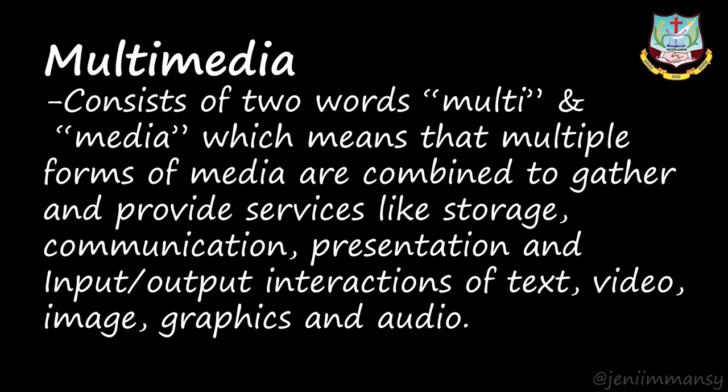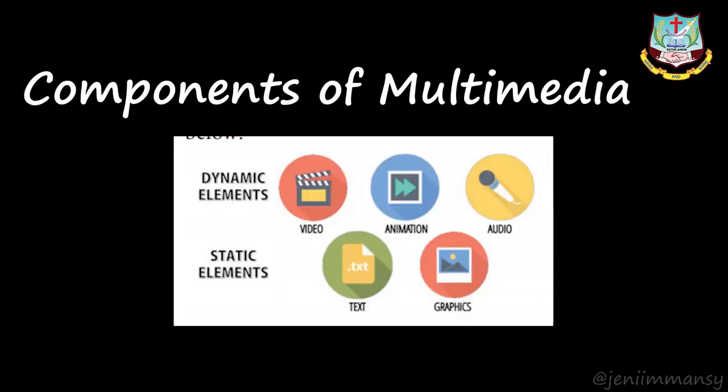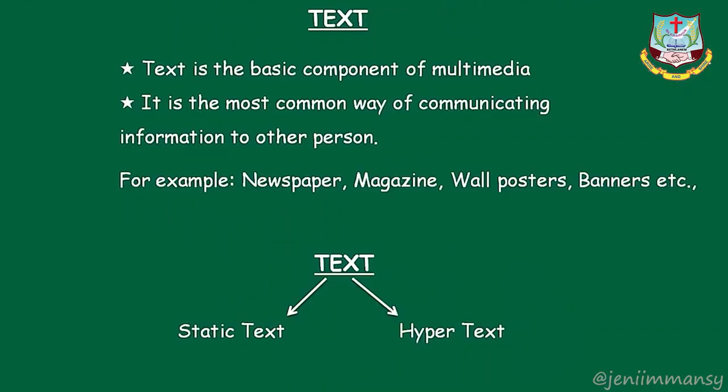Okay, and next you have to write components of multimedia. What all components do you know? 5 major components, right? Components of multimedia are text, image, sound, video, and animation, right? Here you can just specify dynamic elements mean video, animation, audio. Static elements are text and graphics. And then you can write the definition for text. What is the definition for text? Text is the basic component of multimedia and is the most common way of communicating information to other persons, right?